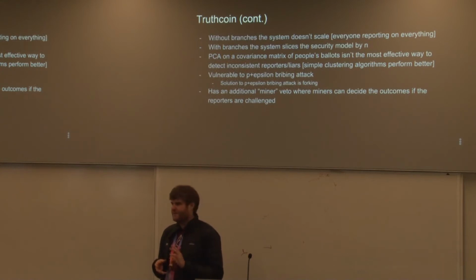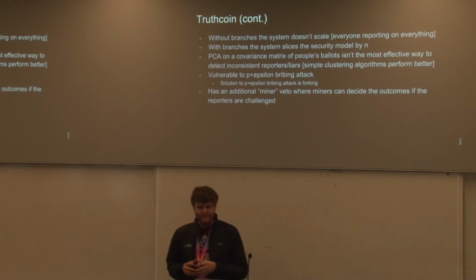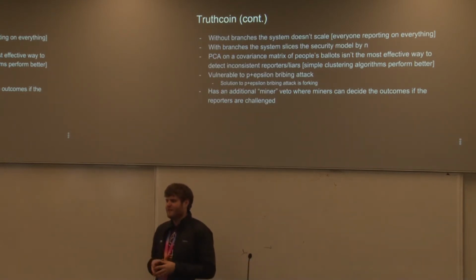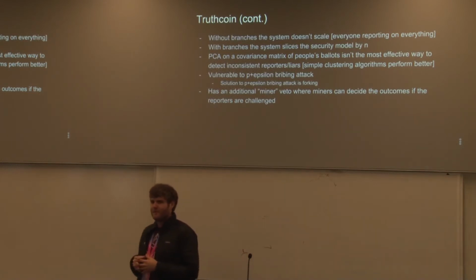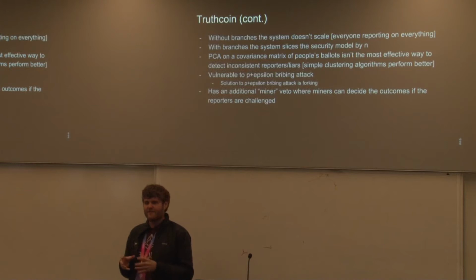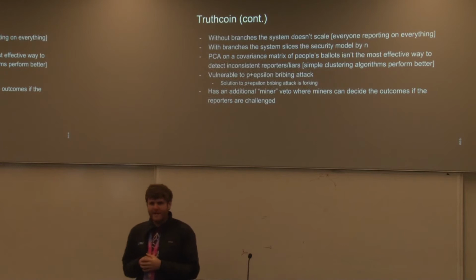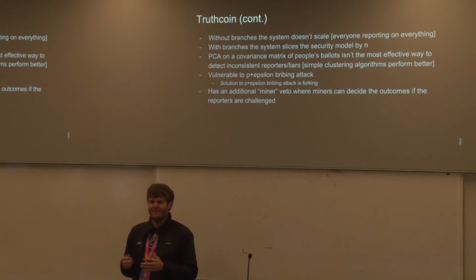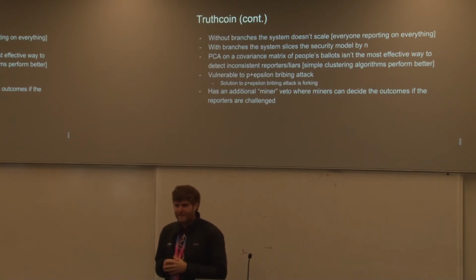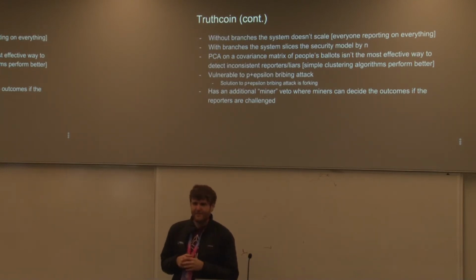So there's a problem inherent to this system: it doesn't really scale. You have to report on every single question ever proposed. The solution he proposed was, why don't we allow people to create branches that are subject specific? The problem with that is it bifurcates the security model. If you had $100 million in stake in the original universe, and you decided to split it up by sports, politics, finance, ETH finance, whatever, then you've bifurcated the security model by however many categories you have, and so your system is less secure.